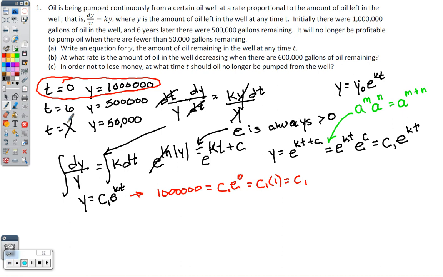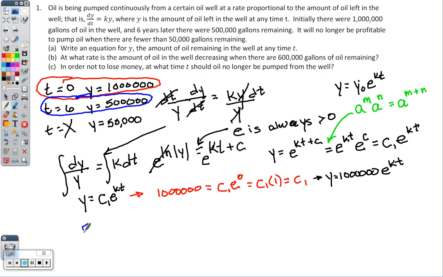So my new function is y equals 1 million, right? E to the kt. So I figured that much out, right? Okay, so we're doing all right so far. And then my second piece of information tells us that t equals 6 when y equals 500,000. So we can plug that in.